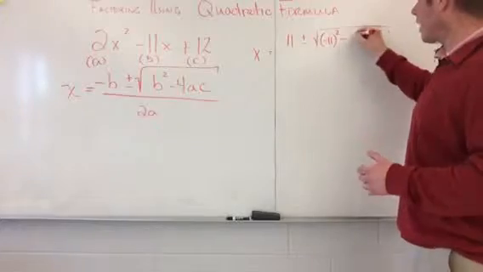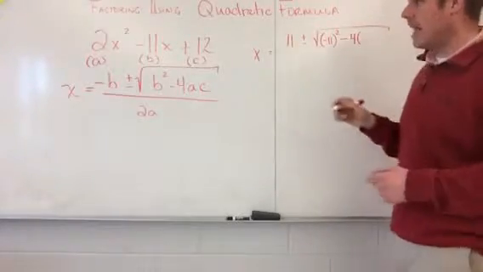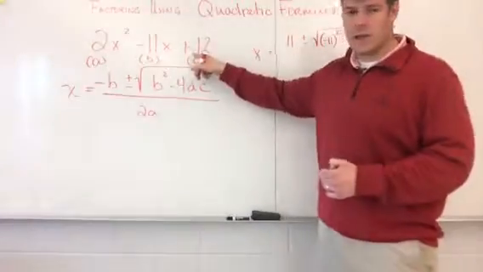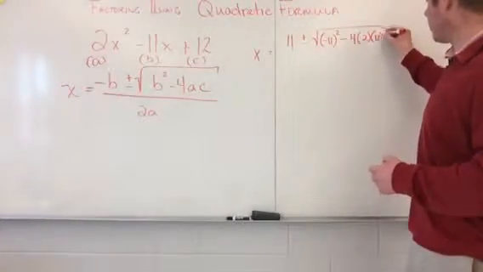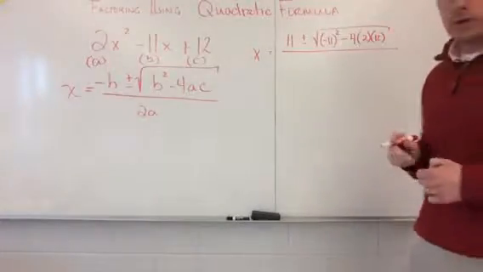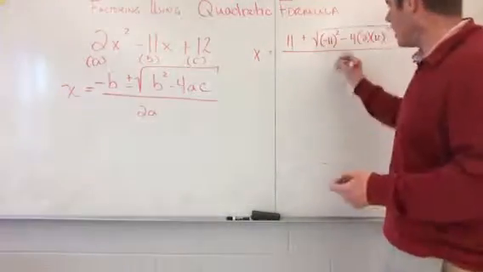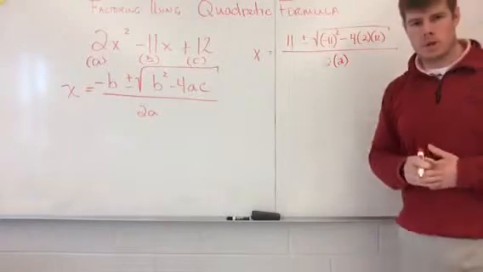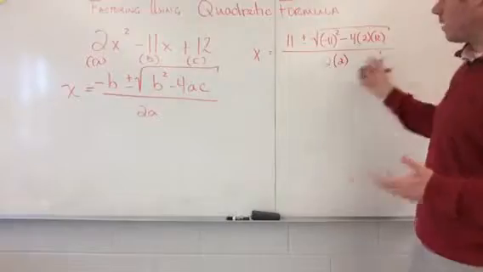So then we subtract this 4 times a, which is 2, okay? And then we times that by the positive 12. So multiply, I get 12 here, okay? So then I close this out, and then what I'm going to be doing is dividing by 2 times whatever a was, which was 2, okay? So there we go. So this is the formula, we plug it in, and we go from there.